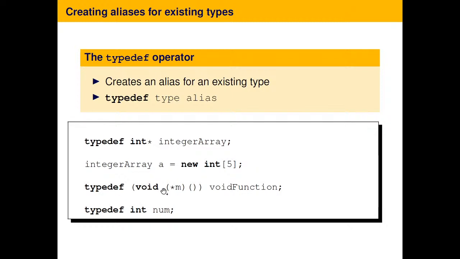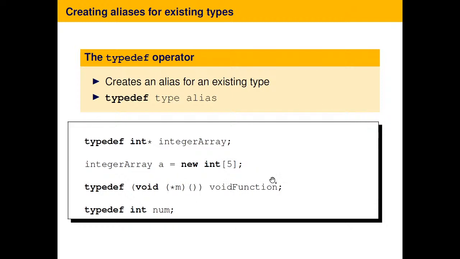So we could create a type definition for all void functions, for example, because a void function's type would be void, and then whatever we're going to call the function pointer type wrapped up in parentheses with a star in front of it. And this one takes no parameters, so open parenthesis, close parenthesis.